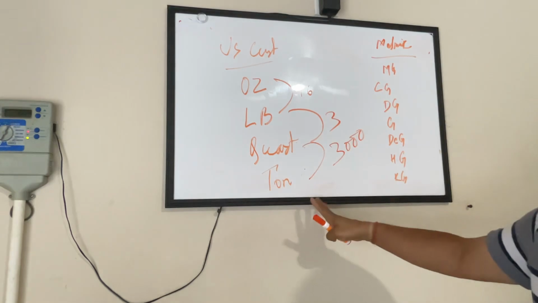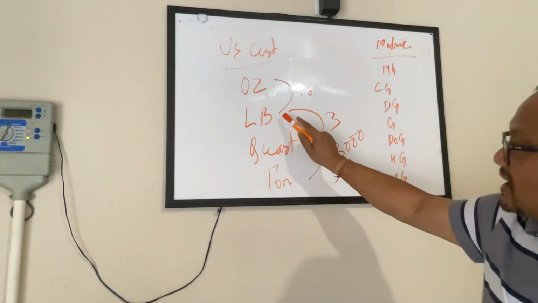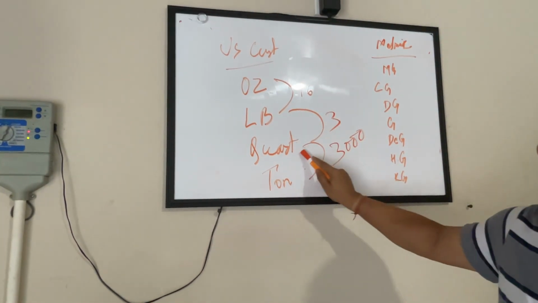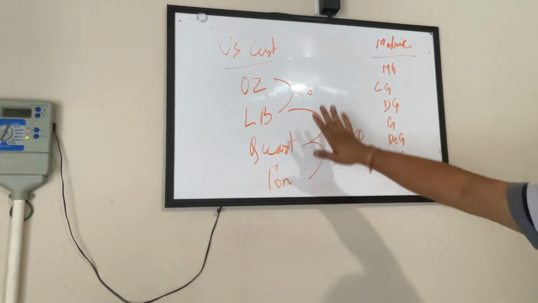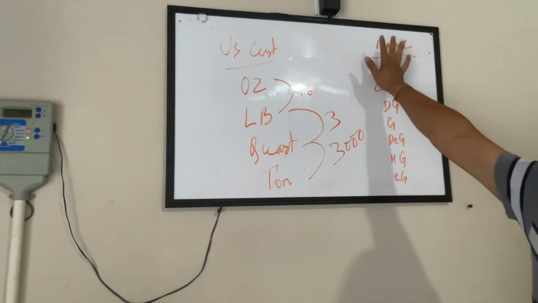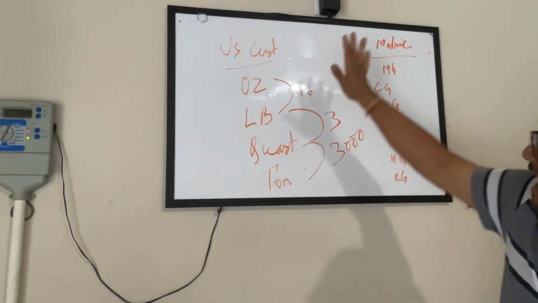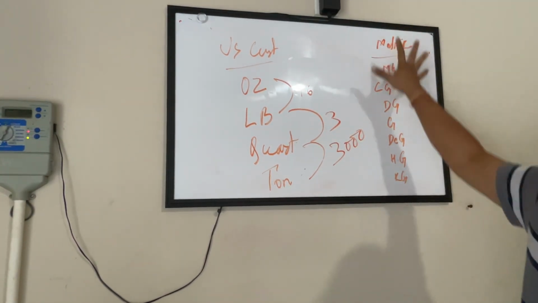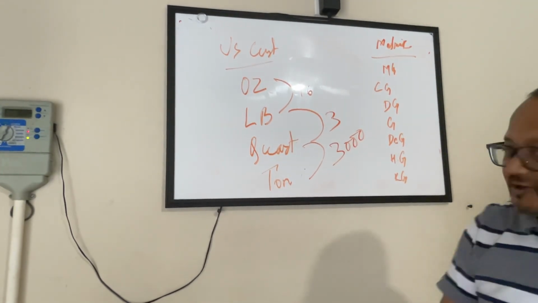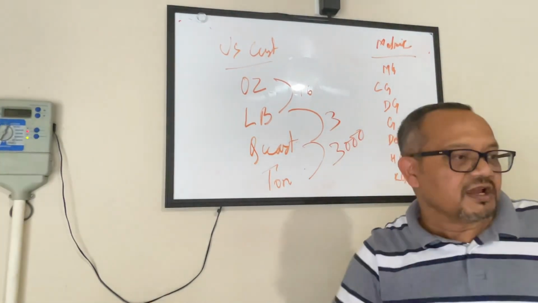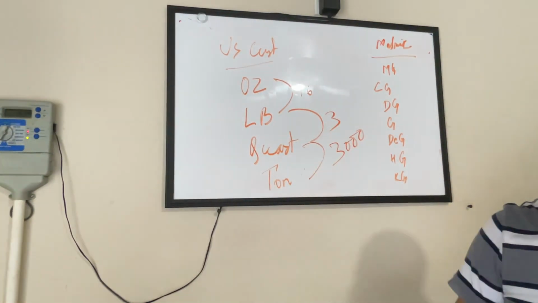So this is the US customary system for weight, where 16 ounces make 1 pound, 3 pounds make 1 quart, and 3000 quarts make 1 ton. The metric system remains the same: milligram, centigram, decigram, gram, decagram, hectogram, kilogram. I learned in India, so I am very clear about this part. This one I end up memorizing for you guys and then I forget. So I'm just repeating it myself here.